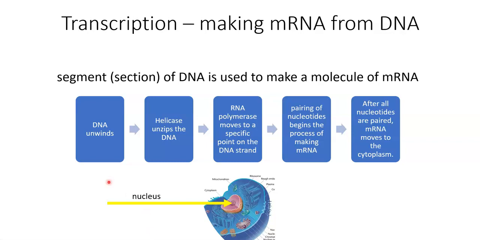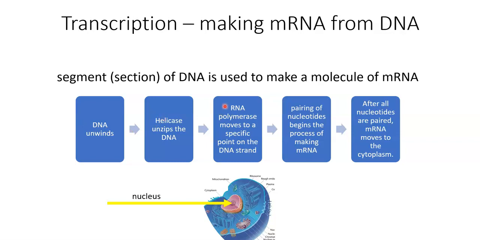But here we have segment, right? A section of DNA is used to make a molecule of mRNA. First thing that happens inside the nucleus, just like last time, DNA unwinds. The enzyme helicase comes in and unzips the DNA.